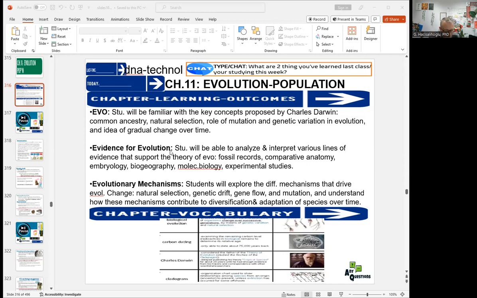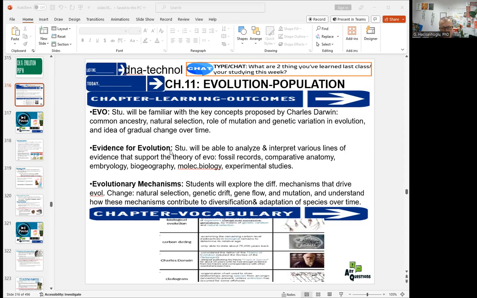So there are evidences like comparative anatomy, molecular biology, biogeography, fossil records, direct observation, homologies, right? These are evidences, but there are mechanisms like one very well known one, which is natural selection, but also genetic drift, gene flow, among others like founder effect and bottleneck effect. So we will talk about this.